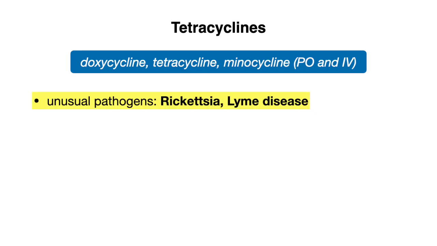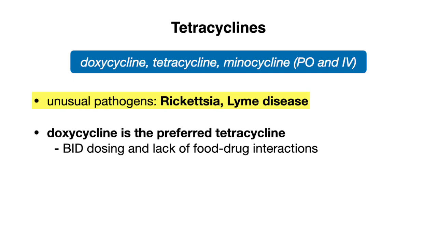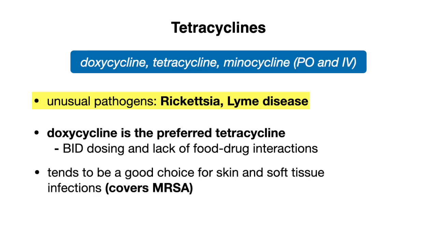Think of your tetracyclines as covering for unusual pathogens like rickettsia, which causes Rocky Mountain spotted fever, as well as Lyme disease. Doxycycline tends to be the preferred tetracycline to use because it has a convenient twice-a-day dosing, whereas the others are more frequent dosing, and it also has less food-drug interactions overall. Doxycycline in particular tends to be a good choice for skin and soft tissue infections because it covers MRSA.